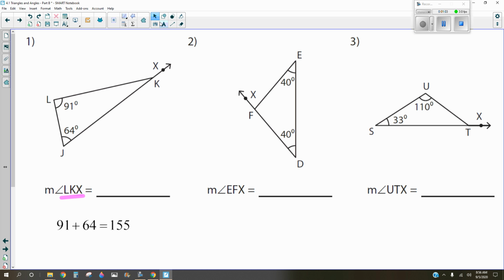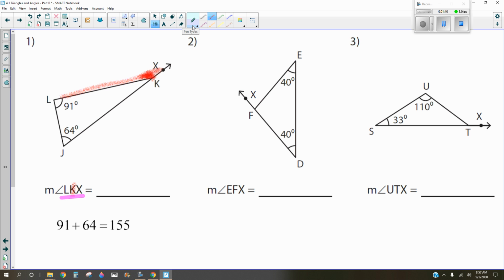In problem 1, we'll notice that, first of all, it's asking for angle LKX. So if you remember, when we name angles, let's do some crayons today. K will be my vertex, so this is the middle, and I'm looking to connect L and X. So I'm looking for the angle that is between L and X. If I go from L to X, I'm looking for this angle right here. It's the one between the two. So I'm looking for this exterior angle up here.